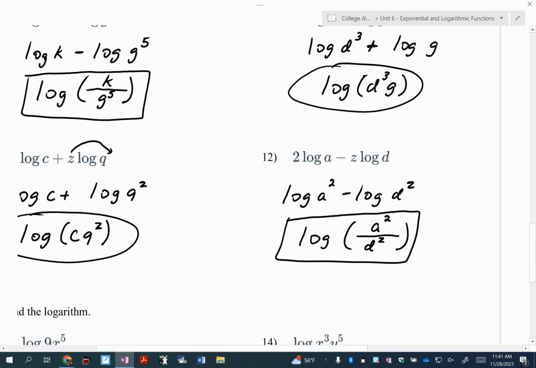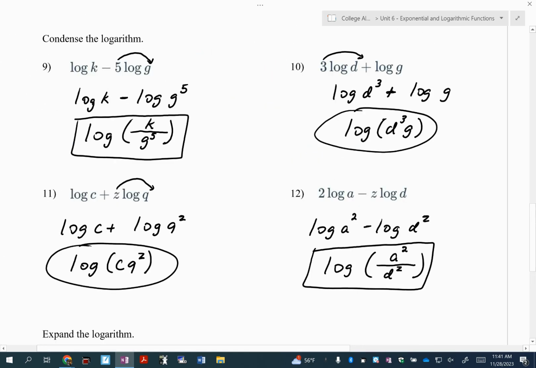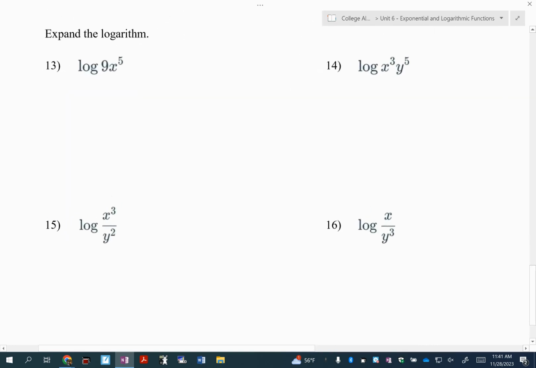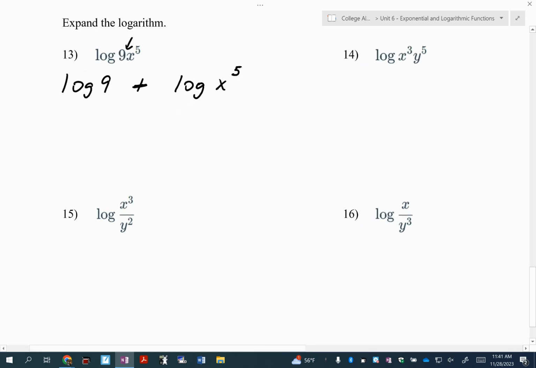All right, so those 4 were about going from 2 logs and rewriting them as 1 log. The last 4 questions are going to go the other way. They're giving it to you as 1 log with an argument, and we're going to expand these arguments to be 2 logs. So the way I think of this is the 9 is separate from the x to the 5th power. So you'll notice I separated those into 2 separate logs. The operation in between 9 and x to the 5th power is multiplication. So when I see multiplication, I'm going to write addition.